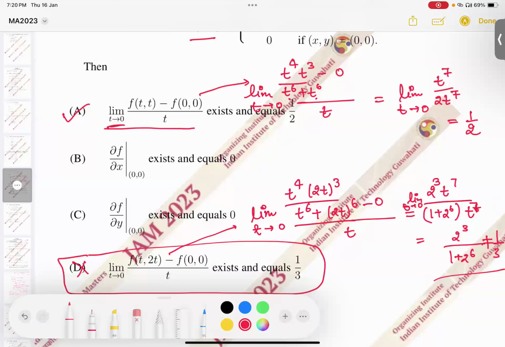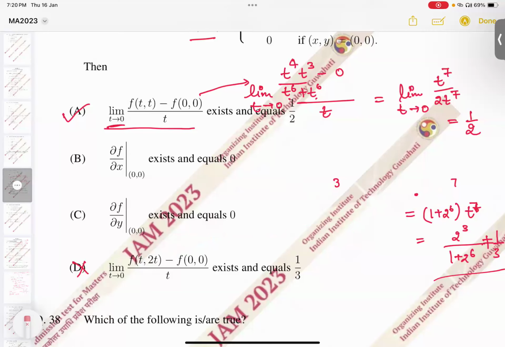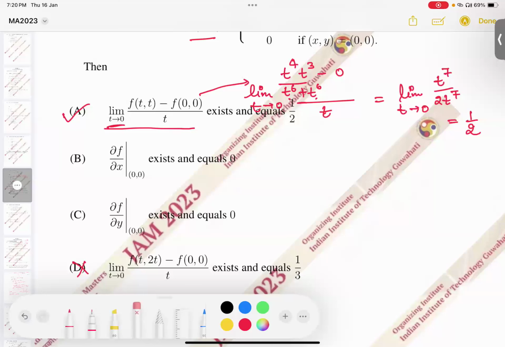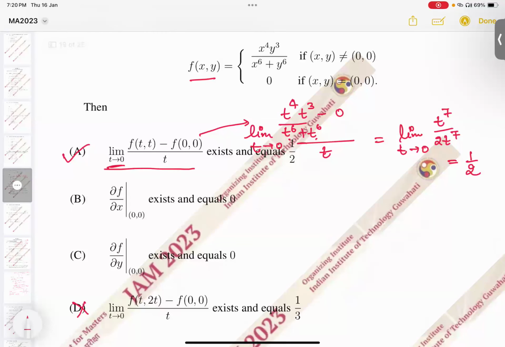Okay, now try B option. You are saying this is true, both partial derivatives exist and are equal to 0. For this part, just a second, let me see. Okay, so let's calculate this part.